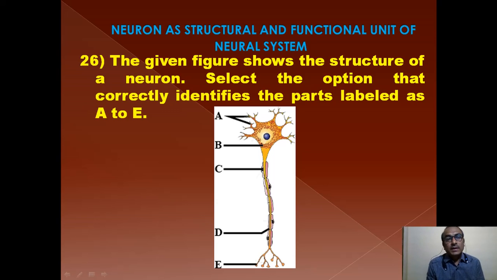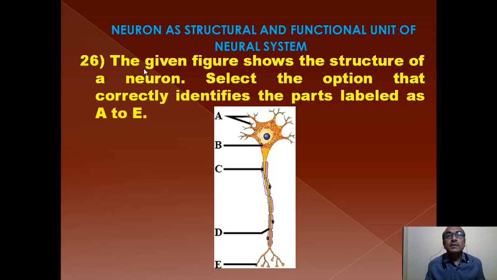Welcome back. Let's take up the remaining multiple choice questions on the neural coordination and control. Now, the questions from 26 onwards will be on neuron as structural and functional unit of neural system. Let's read out the question.